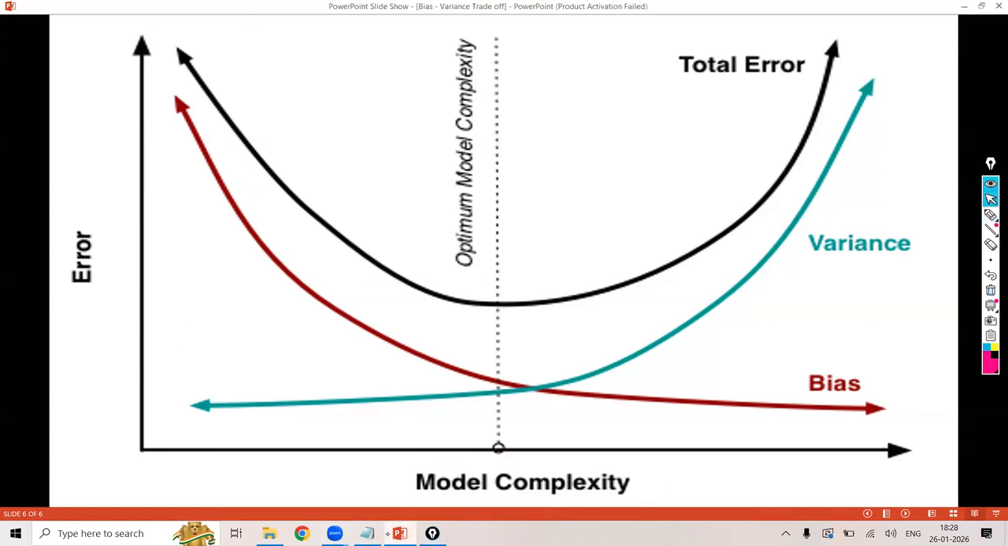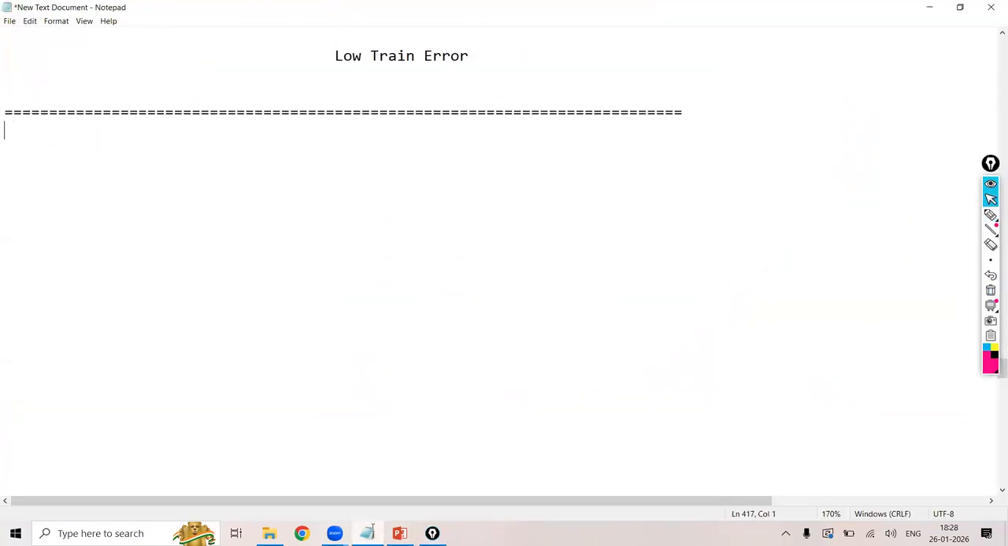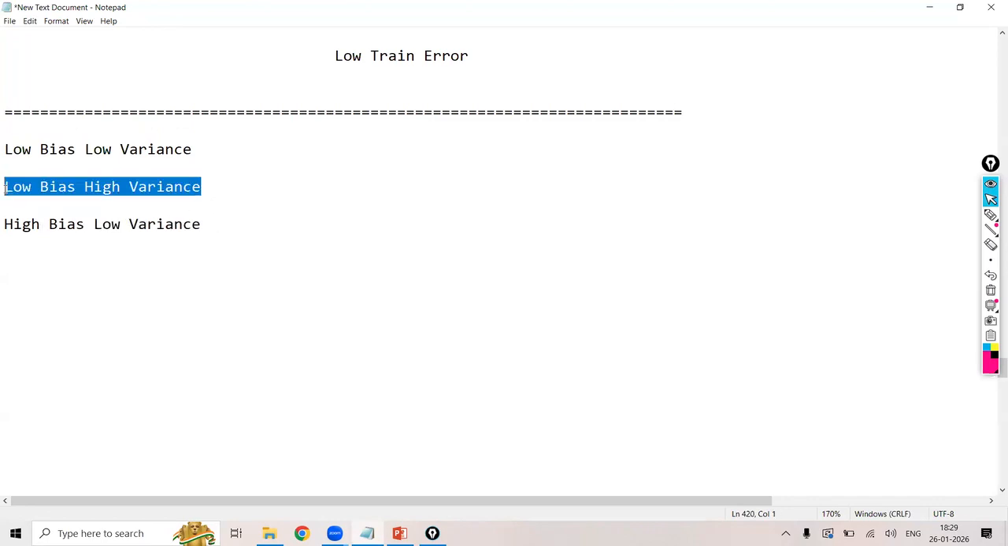Here again I'm going to explain with a small example. Make a note. Don't write now, I'll give you time to write. First let me write. First I require low bias, low variance. Second possibility is low bias with high variance. Third possibility is high bias with low variance. Next possibility is high bias with high variance. So these are the four possibilities.